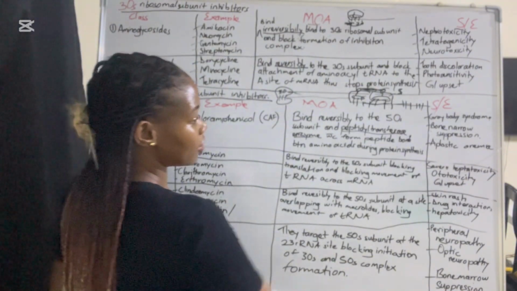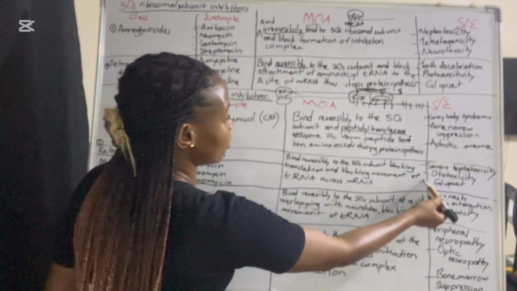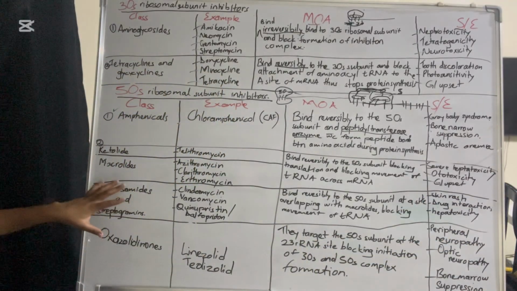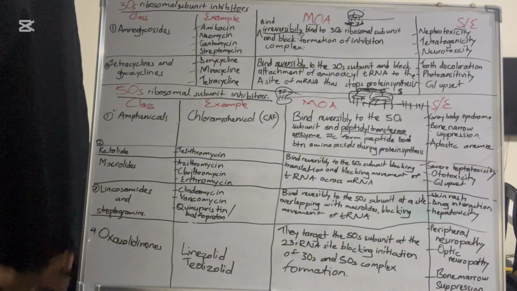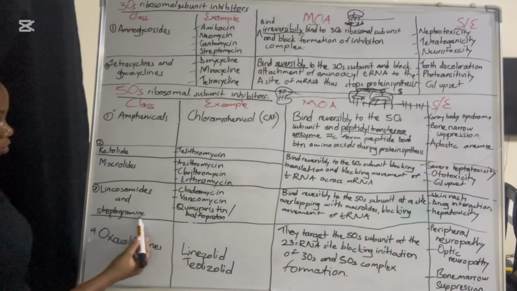What are some of the side effects? We have severe hepatotoxicity, ototoxicity, and GIT upset. Our next class of drugs will be the lincosamides and streptogramins.